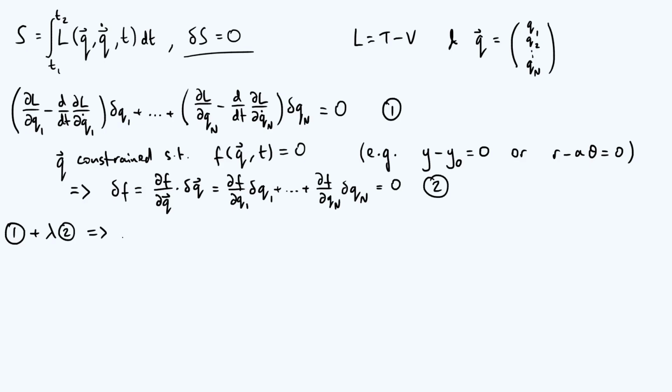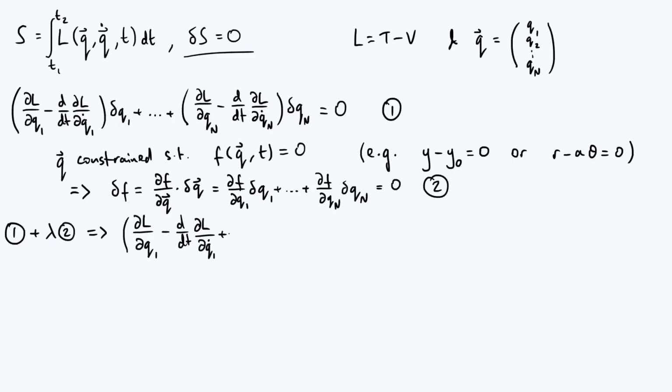So the reason for doing this is that your resulting equation can still be grouped into these sort of factorized terms in terms of each individual delta q. For example, the first term is going to be dL by dq1 minus d by dt of dL by dq1 dot.